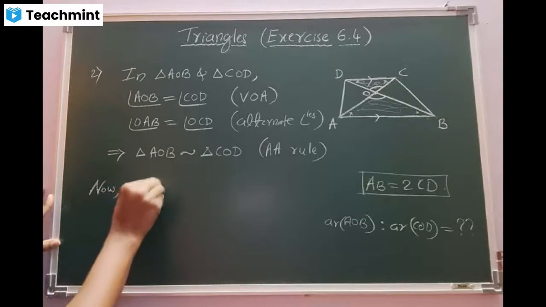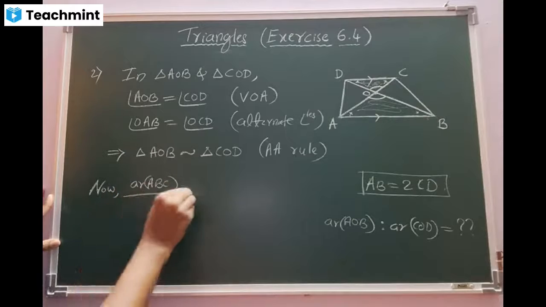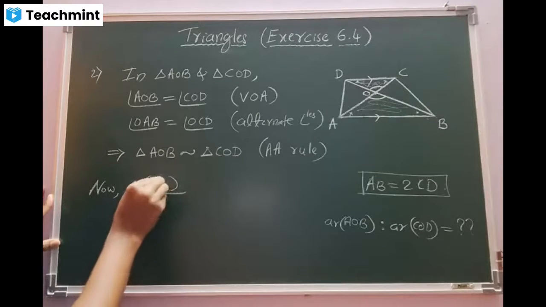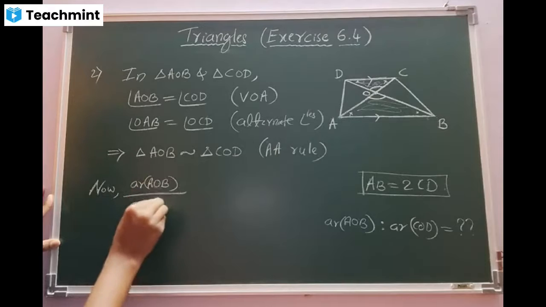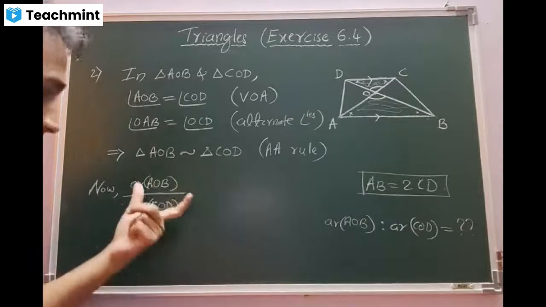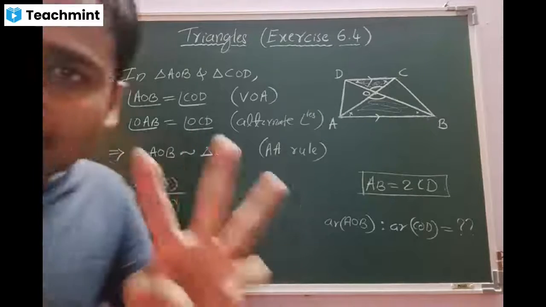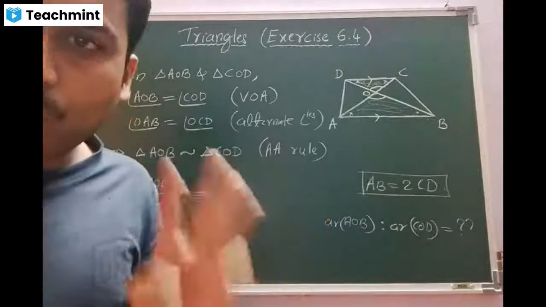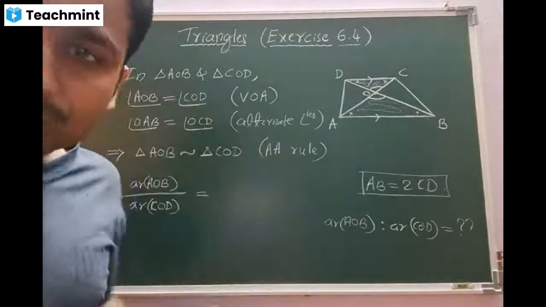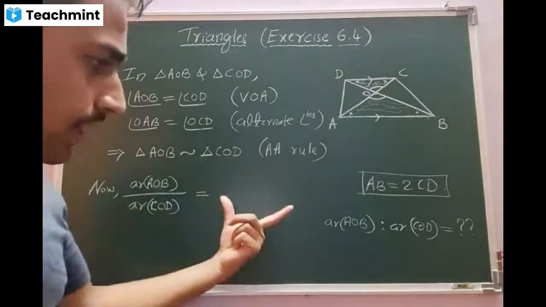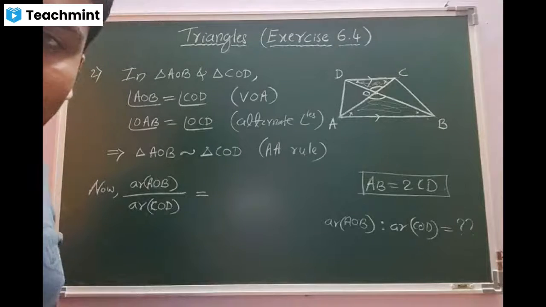Now, area of ABC divided by area, sorry, not ABC, beta. What is the triangle? Area of AOB by area of COD, that we have to write is equal to. Beta, three ratios are possible here. How many ratios? Three, sir. For a set of similar triangles, three ratios will be possible for this particular concept.